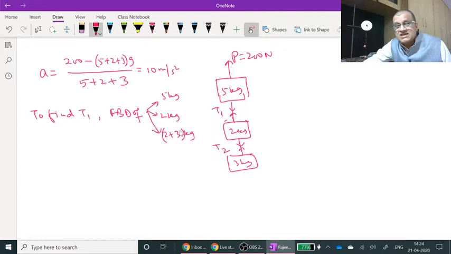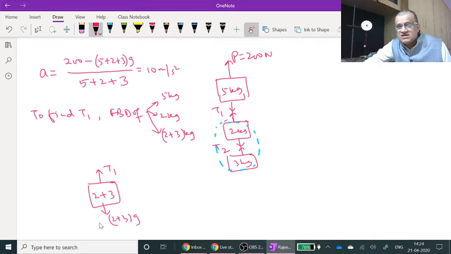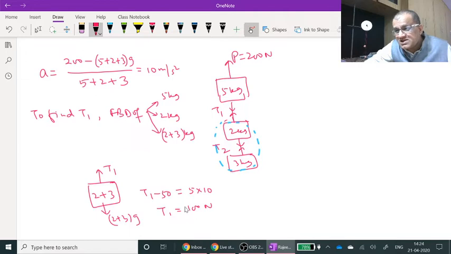Okay, to find T1, this is one approach that we took in motion of connected bodies in horizontal direction. Treat this entire thing as one mass. So I have a block of 2 plus 3. Above it there is T1 and down there is 2 plus 3 into G. That makes the situation very simple. T1 minus 50, 5G 50, is equal to 5 into A. And so T1 is coming out to be 100 Newton. Did someone get this 100 Newton?